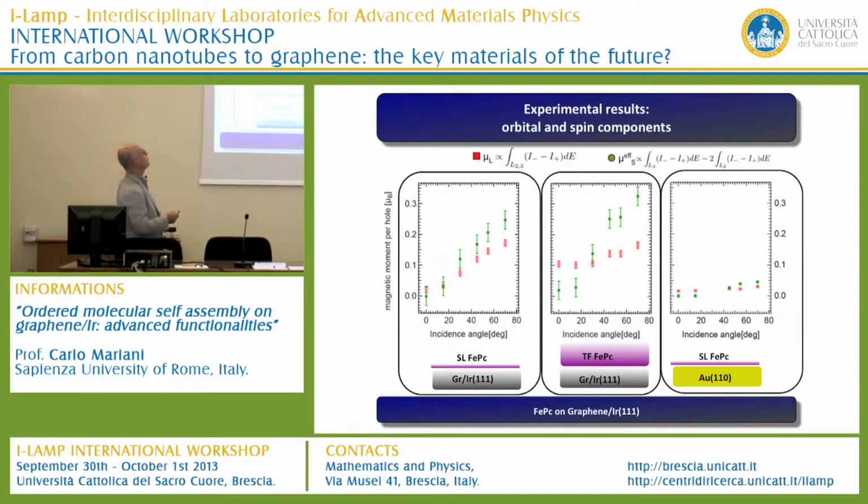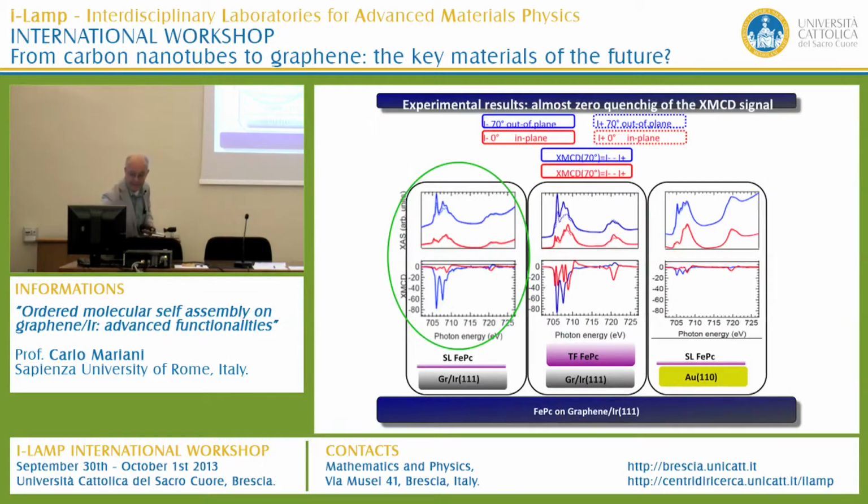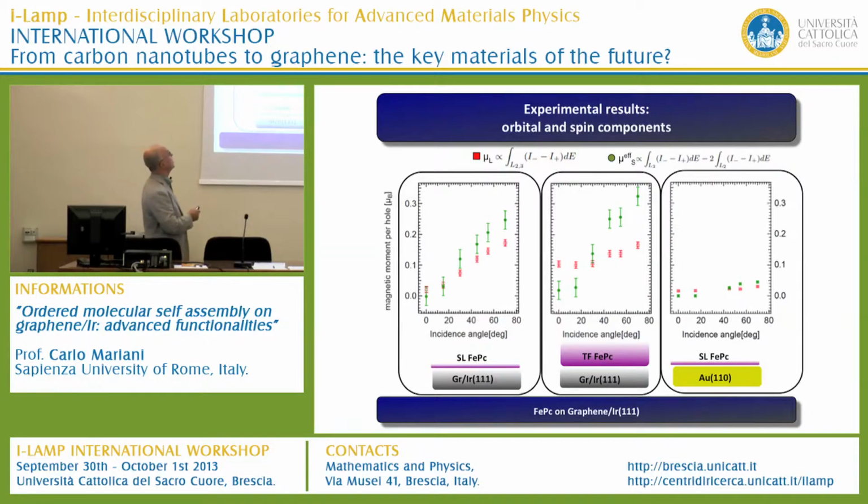There are some rules: by analyzing these data, the L3, L2 absorption, and then by using appropriate sum rules, you can determine, within certain approximations, the orbital component and the spin component of the magnetic moment. So you can also disentangle the two contributions to the magnetic moment. And this is the effect on the single layer of phthalocyanine: the spin component of the magnetic moment as a function of orientation angle. So this means spatial anisotropy.